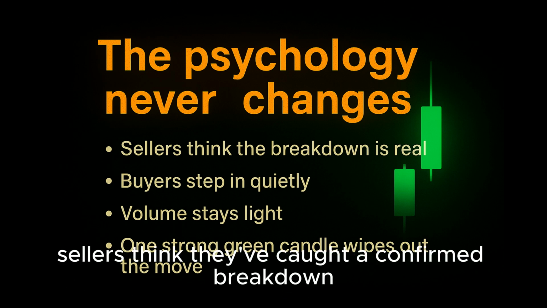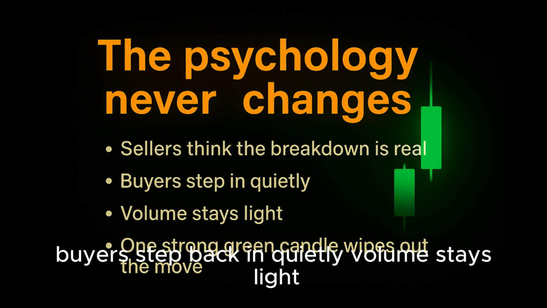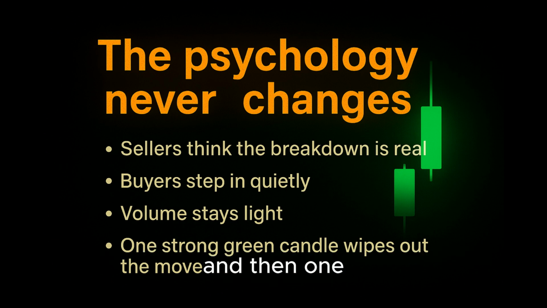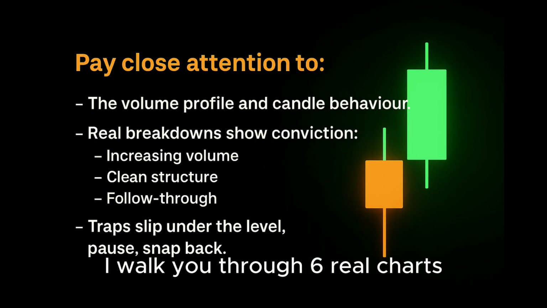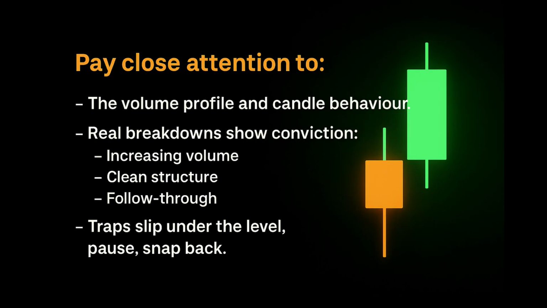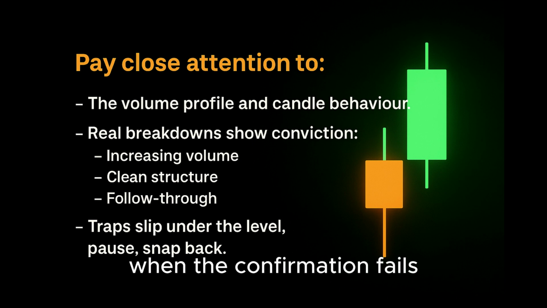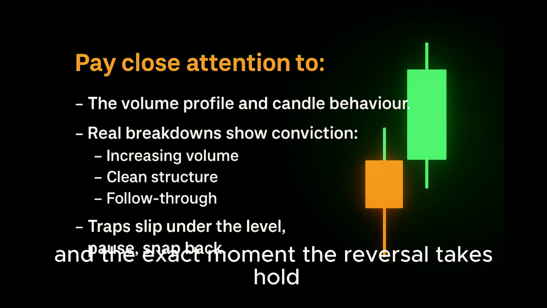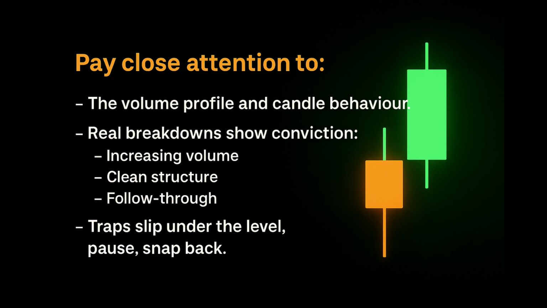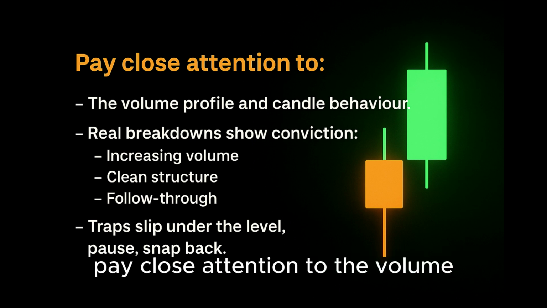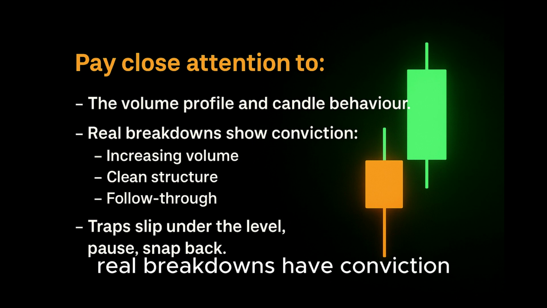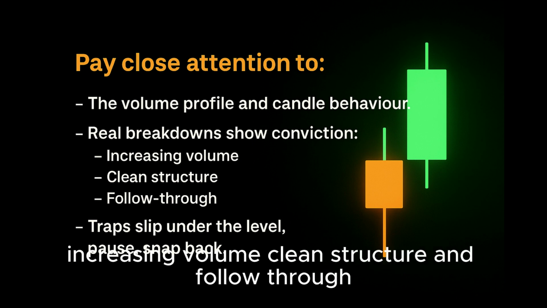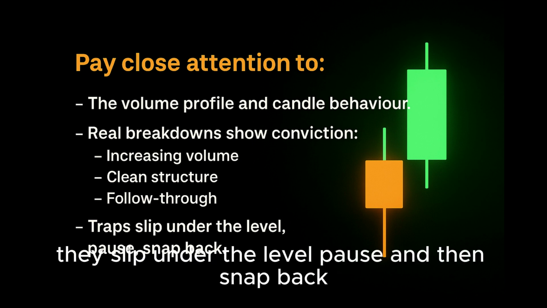Sellers think they've caught a confirmed breakdown. Buyers step back in quietly, volume stays light, and then one strong green candle wipes out the entire move. I'll walk you through 6 real charts, straight from the markets, each showing how the trap forms, when the confirmation fails, and the exact moment the reversal takes hold. Pay close attention to the volume profile and candle behavior in each one. Real breakdowns have conviction, increasing volume, clean structure, and follow through. Traps don't. They slip under the level, pause, and then snap back.